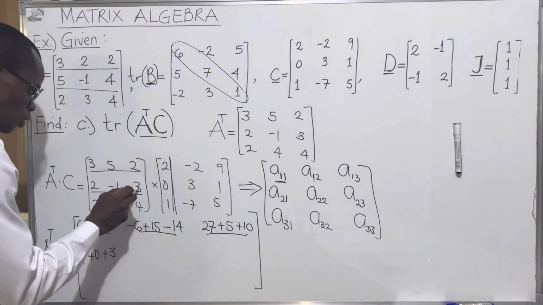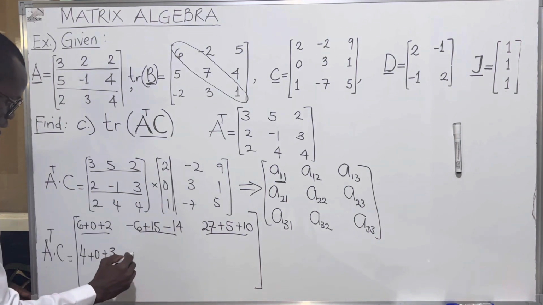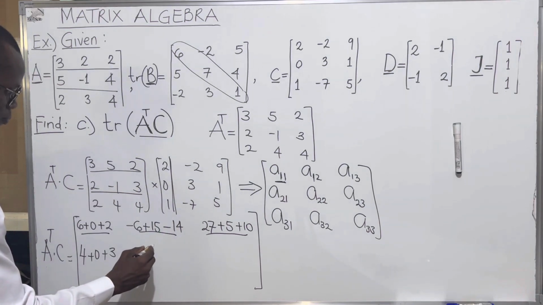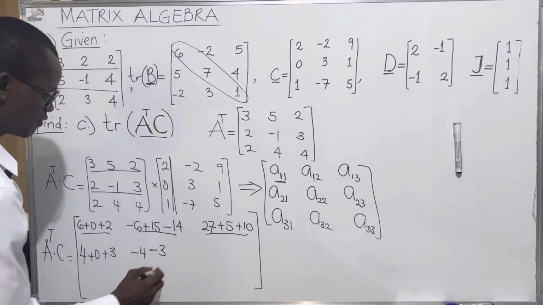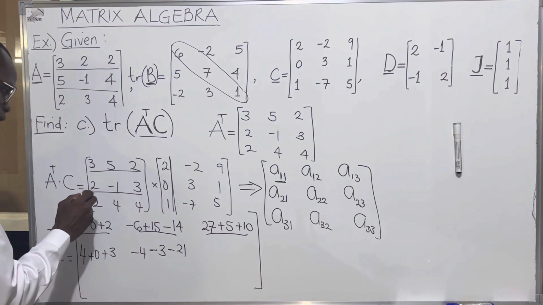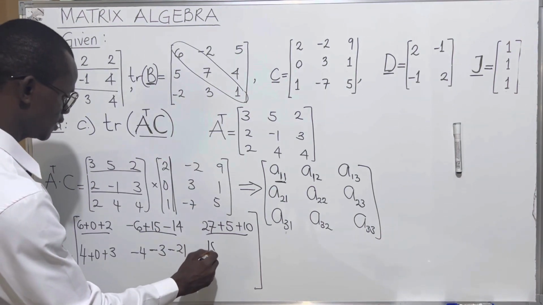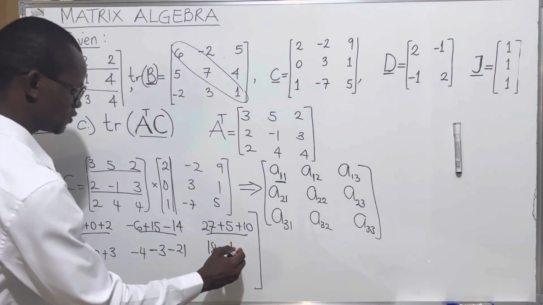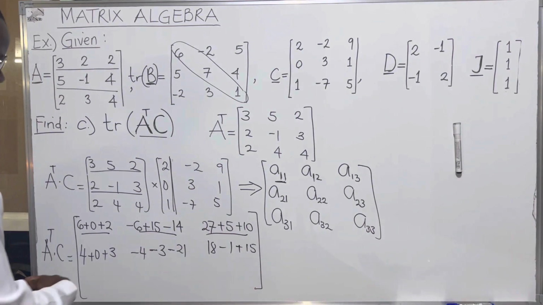The same row, row 2 on column 2. So it's 2 times minus 2 is minus 4, minus 1 times 3 is minus 3, and then 3 times minus 7 is minus 21. We have row 2 again on column 3. 2 times 9 is 18, minus 1 times 1 is minus 1, 3 times 5 is 15. So we're done with the second row of our new matrix.